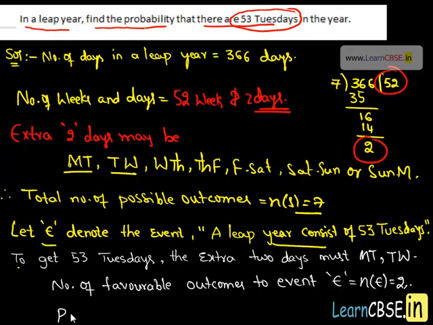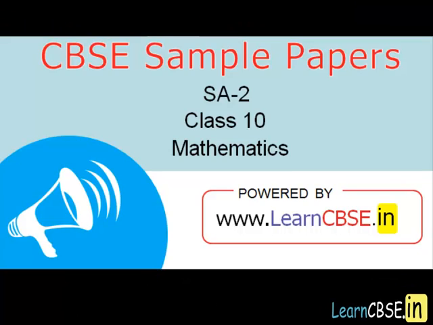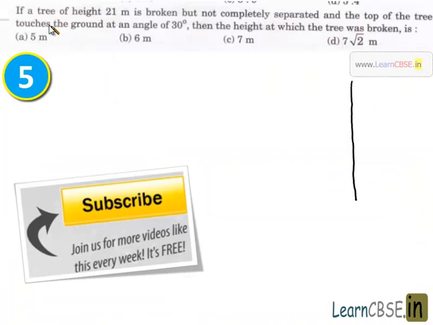The probability that a leap year consists of 53 Tuesdays is P(E). It is the number of favorable outcomes to E, that is n(E), to the total number of outcomes, that is n(S). We have the values n(E) and n(S) as 2 and 7. Therefore, the required probability is 2 upon 7. This completes our solution. Let's move to the next problem.